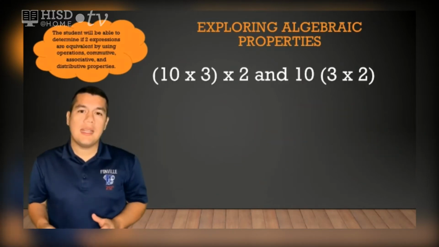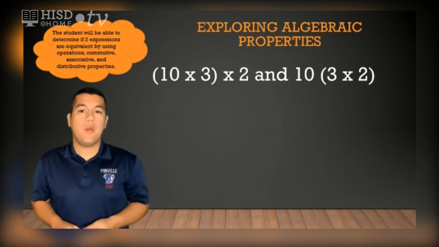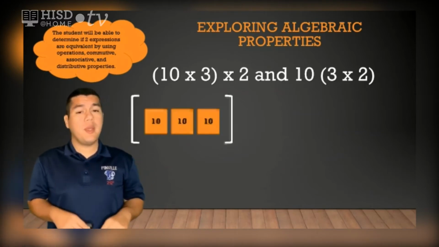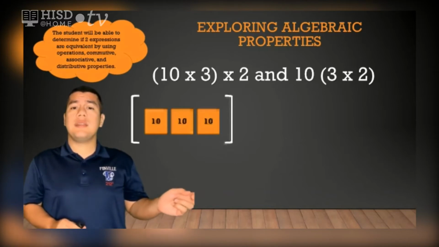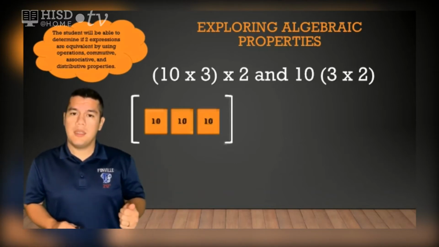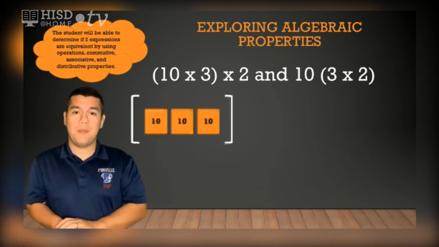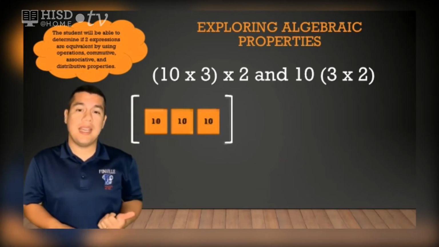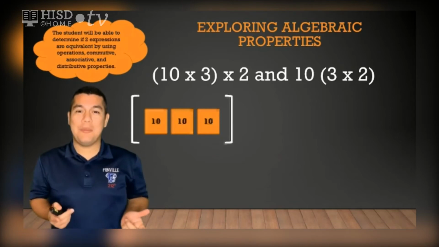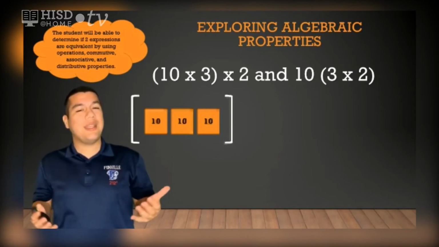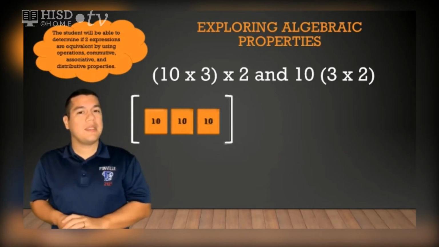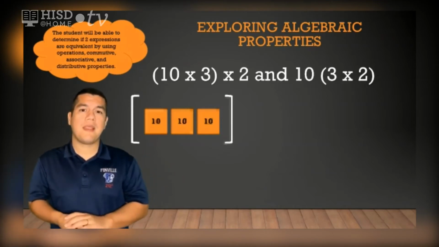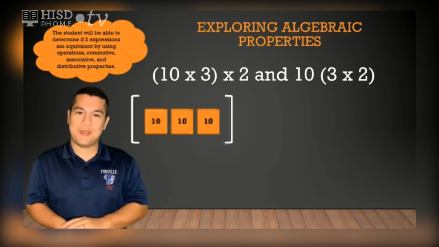Now let's look at multiplication. And we have the following expression. Inside of a parentheses, 10 times 3, and outside of it, times 2. The next expression is 10 outside, multiplying the multiplication inside of the parentheses, 3 times 2. So let's see if these different groupings are going to have the same result.